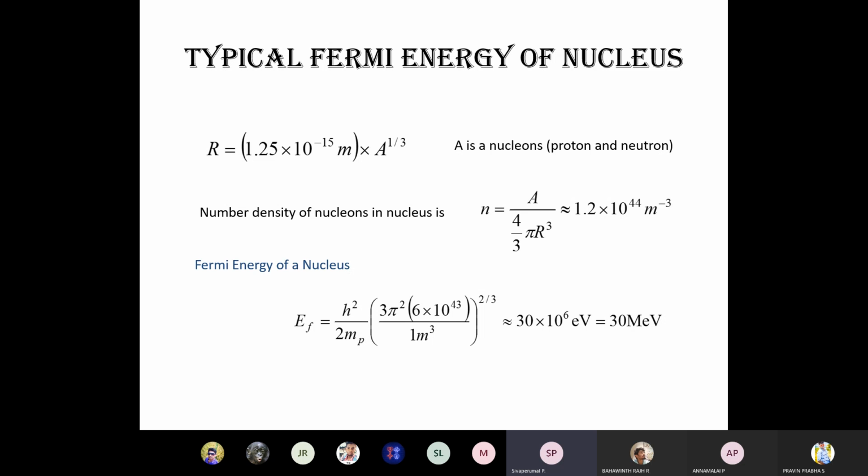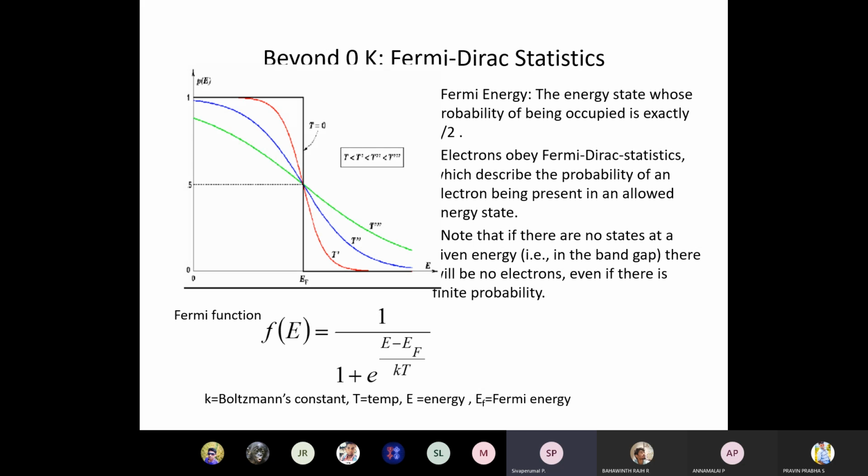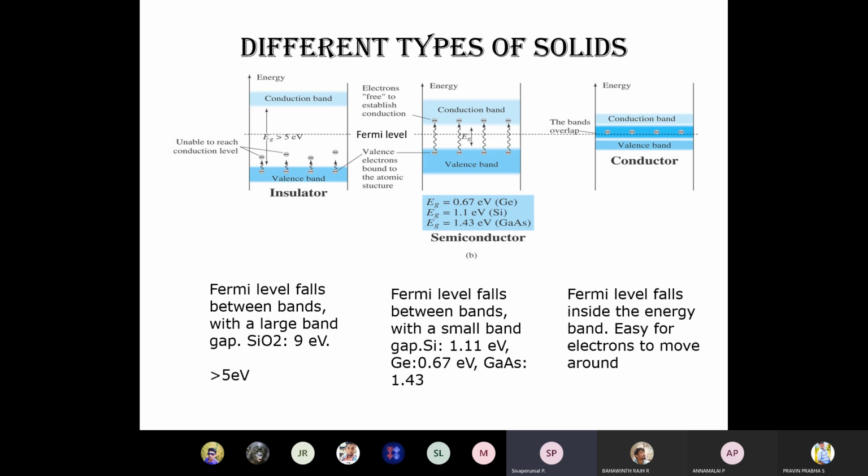This is the Fermi energy of the nucleus, EF is equal to, so overall we get a value of 30 mega electron volts. Okay, so this is the Fermi energy diagram representation. The statistics, I think there's no need for that. Directly we go to the different solid conditions, because based on these solid conditions we differentiate three different materials: insulator, semiconductor, and conductor, already discussed.